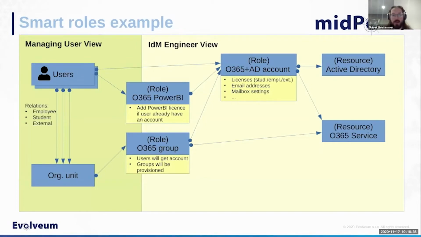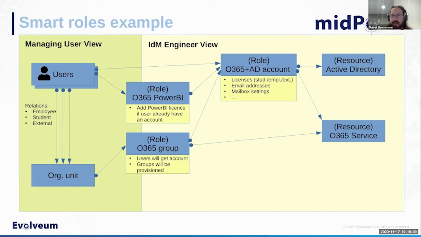So this is an example of how it can work, so you can imagine it. I have users and organization unit on the left, and there can be different relations between the user and organization unit, like employee, student, or external. And then I have the role Office 365 group, which is meant to be assigned to organization unit. And if you do it, the internal logic will decide what to do with that. So it will provision the group to Office 365, assign roles for the users, assign licenses.